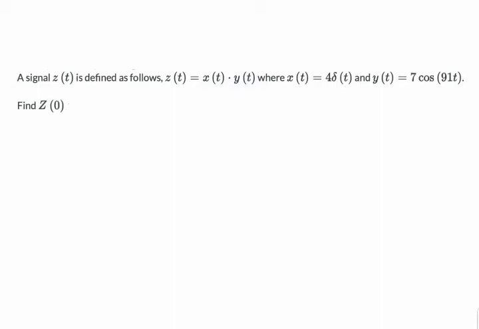So in this question, we're told about some function, z of t. It's the product of two other functions, or two other signals. And then we're asked to find the z of 0. Now that is the Fourier transform, so it's z of omega, where omega is 0.